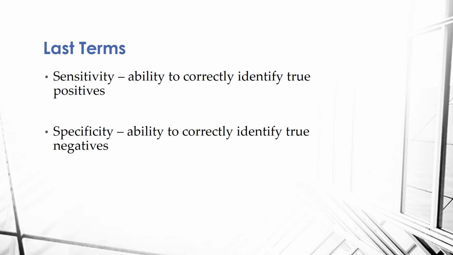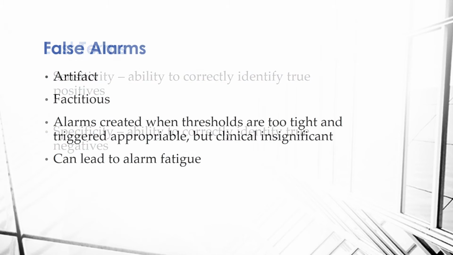But sensitivity is the ability to correctly identify true positives. So this is your ability to identify those. Say if you're testing for a disease, this is going to tell you which ones have the disease and able to weed out the ones that don't have the disease. And specificity is the ability to correctly identify true negatives. So this comes down to ruling out your people that are identified as not having that disease.